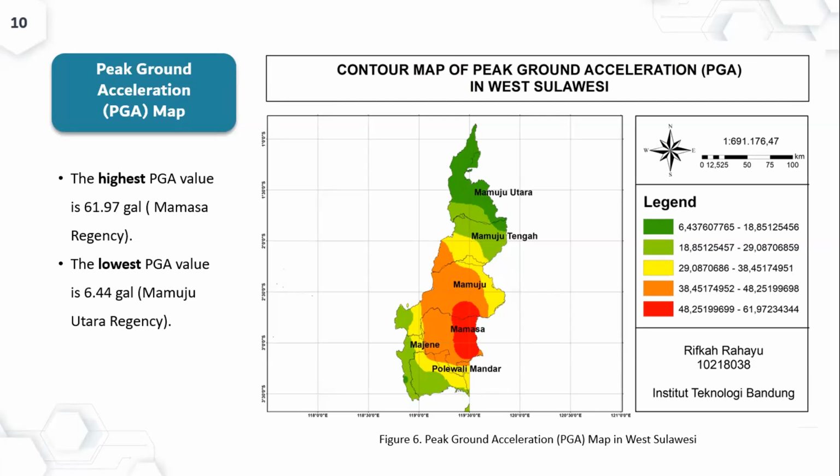And then, as for analyzing the PGA value that has been obtained, it is converted to the MMI, or Modified Mercalli Intensity, scale, to determine the intensity of the damage that can be caused by an earthquake. And the analysis of this research will be presented in the next presentation.